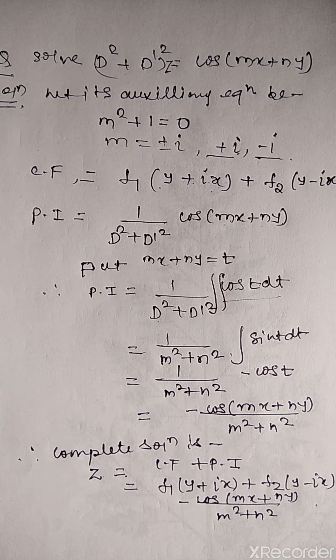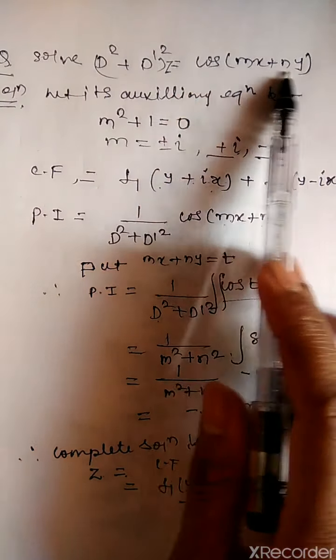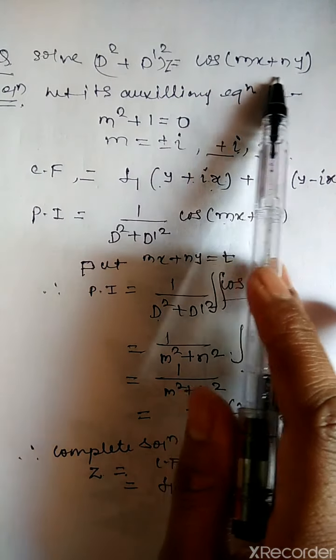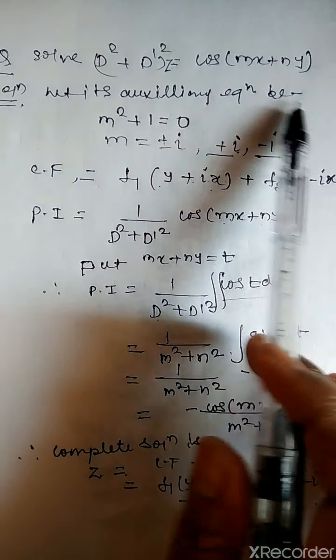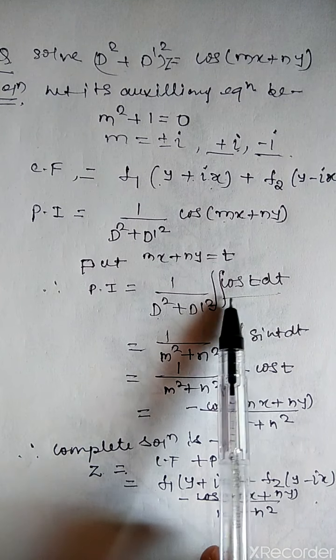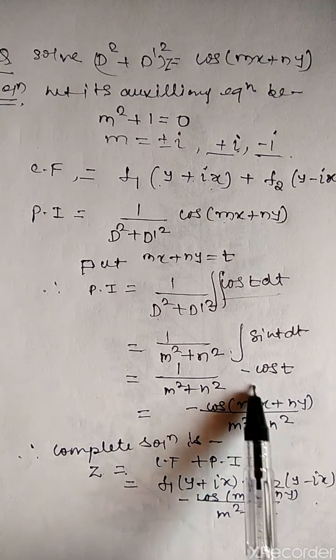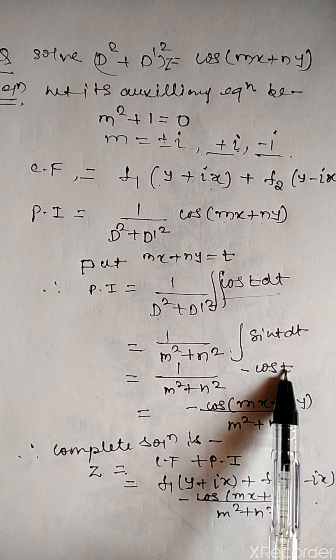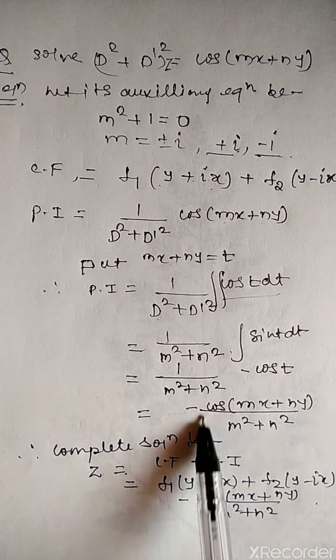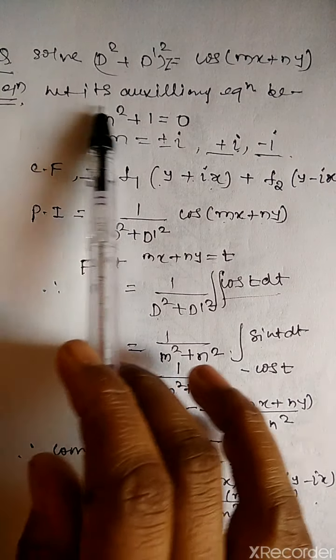So in this function, since it is so easy, we do not have to convert this function into any other function. Directly we put t equals to mx + ny, and thereafter for double integration we get the solution as minus cos t, and thereafter we put the value of t as mx + ny, and this will give us the PI of this function.